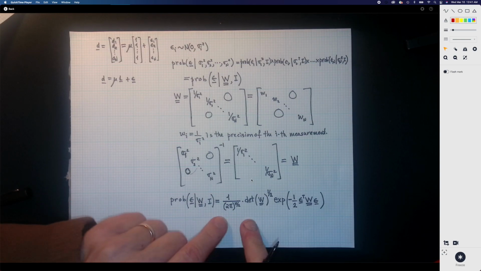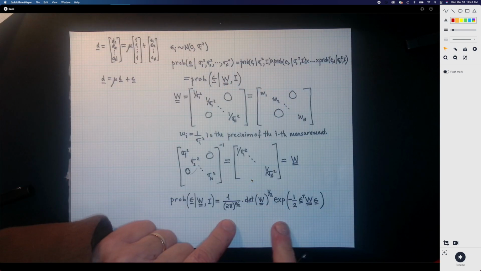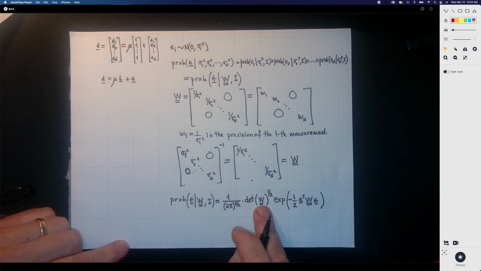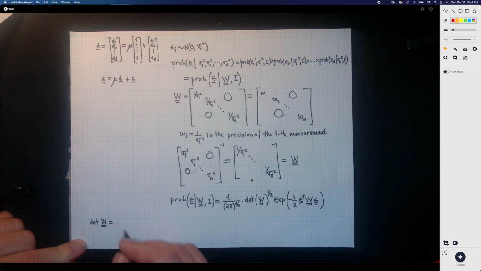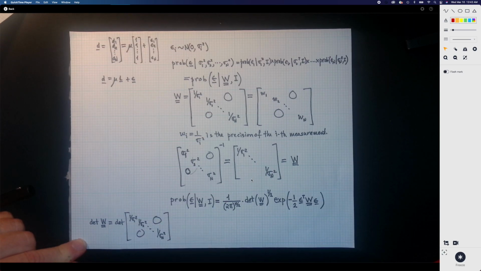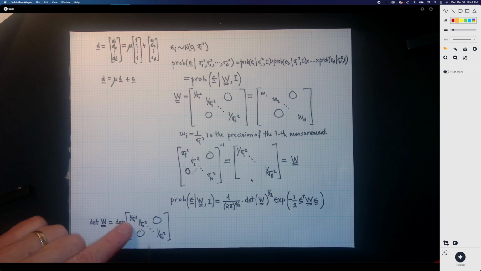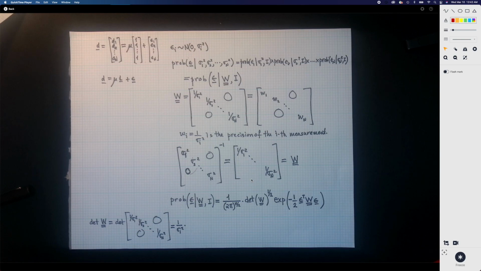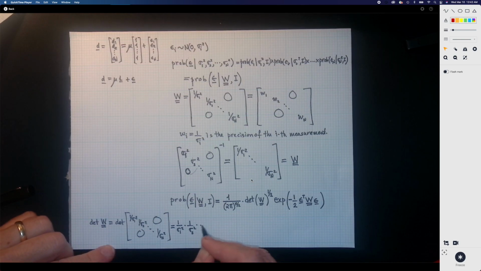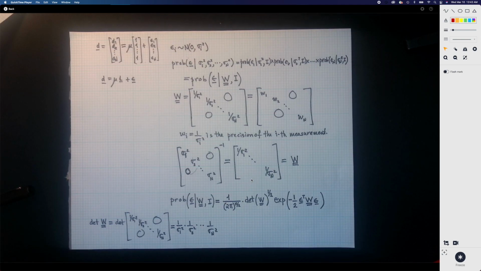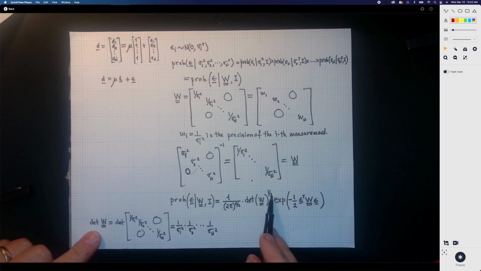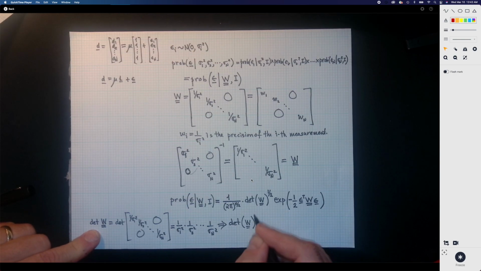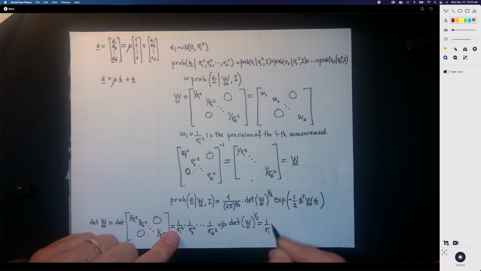Now, that this is equivalent to that may not be obvious to you, so let me expand it out. So first of all, let's write out what the determinant of W is. And here the determinant is very easy to evaluate because all the off-diagonal elements are 0. So that's going to be equal to 1 over sigma 1 squared times 1 over sigma 2 squared all the way up to 1 over sigma n squared. Which means that the determinant to the 1/2 power is going to be simply 1 over sigma 1 times 1 over sigma 2 and so on all the way up to 1 over sigma n.